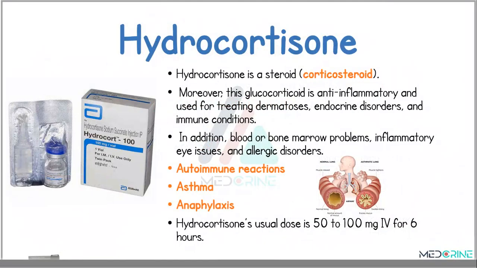These are medications used in myocardial perfusion scintigraphy and treatment of supraventricular tachycardias to revert these supraventricular tachycardias. Hydrocortisone is a corticosteroid that we use in anti-inflammatory cases and for treating dermatosis, endocrine disorders, and immune conditions. So in addition to all this, it's used in autoimmune reaction, asthmatic reaction, and anaphylaxis. The usual dose is around 50 to 100 mg intravenously, given for 6 hours.